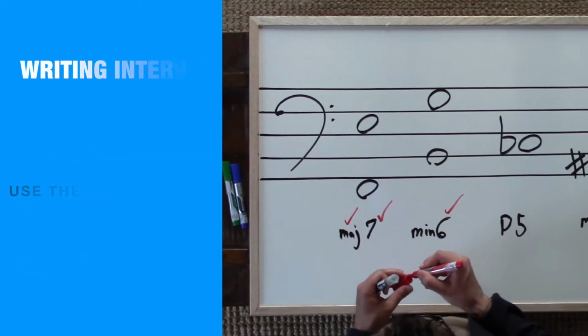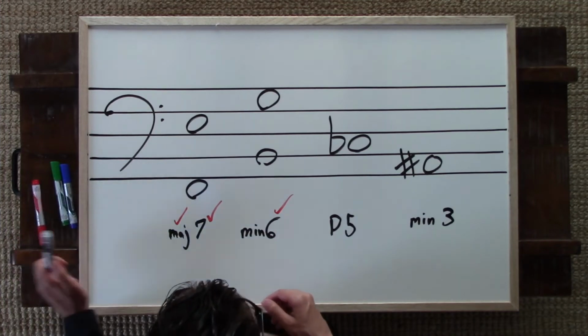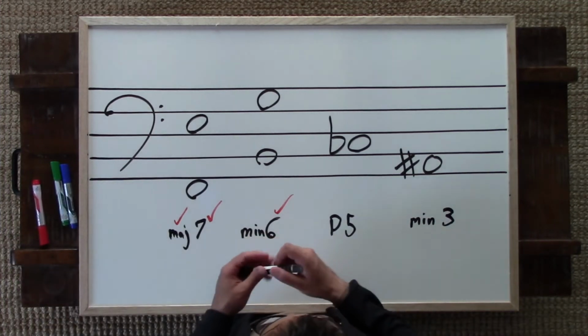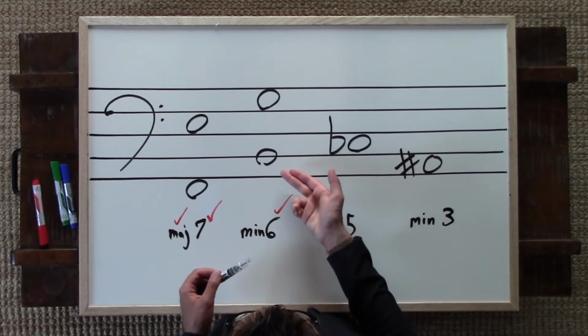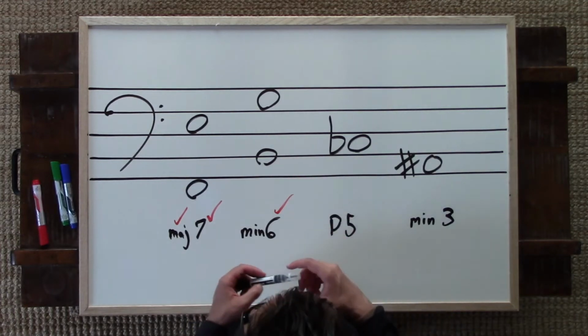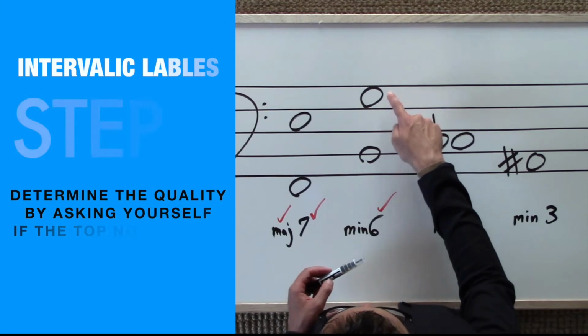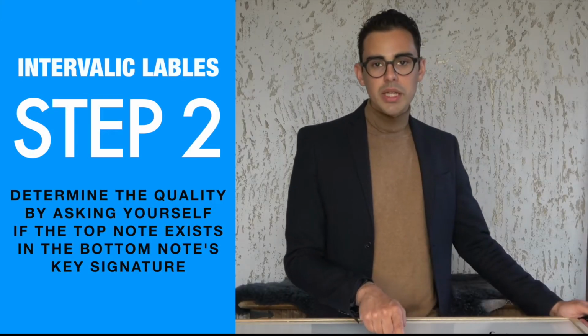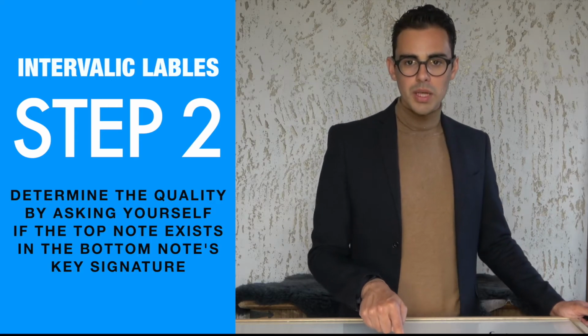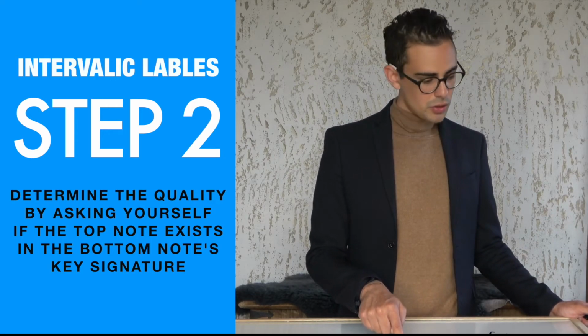Now we don't know what quality it is, so let's check that out. We're going to be using the key signature of the bottom note, which is B, so we're going to be thinking in the key of B major. Now we ask ourselves, does this note G exist in the key of B major? B major has 5 sharps. I know that because I'm smart and I've memorized my key signatures, and so have you.